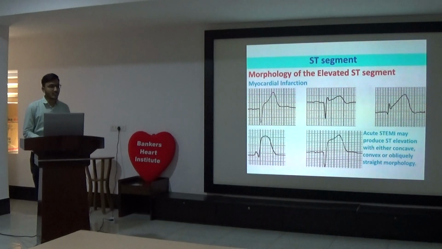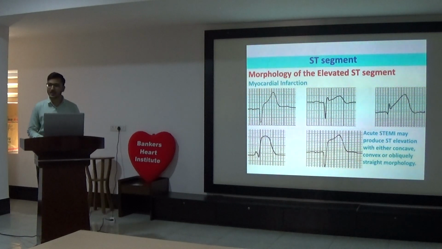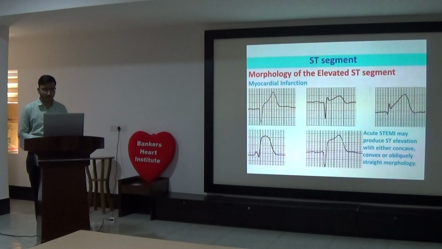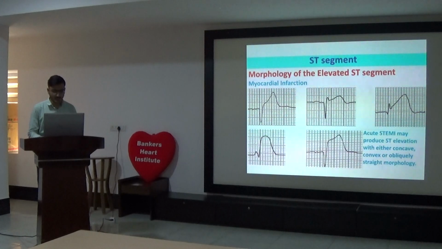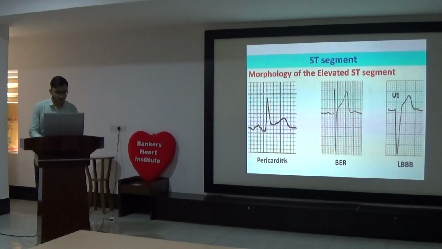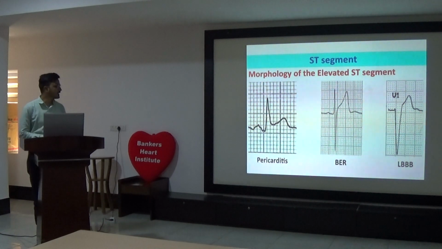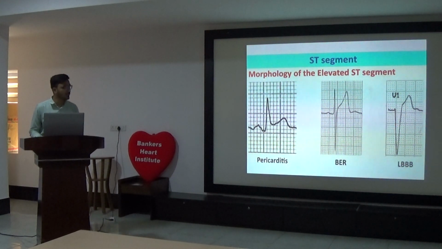So elevation of the ST segment shows different types of morphology. It may be either concave shape, convex shape, or flat elevated ST segment. So in pericarditis there is concave shape of ST segment elevation in the first image. Then in benign early depolarization syndrome, there is slight ST segment elevation with a notched T wave.